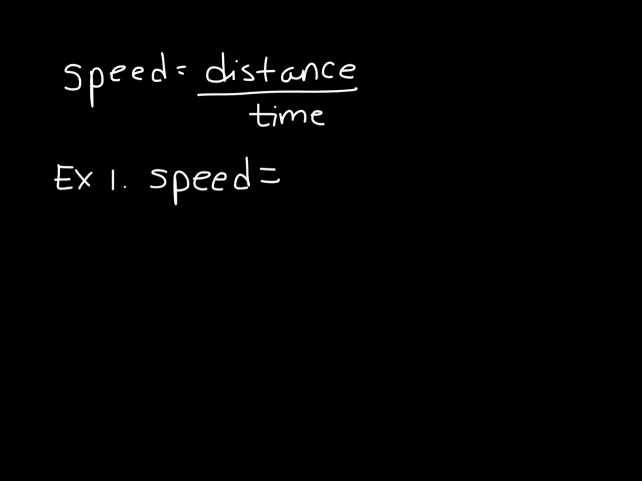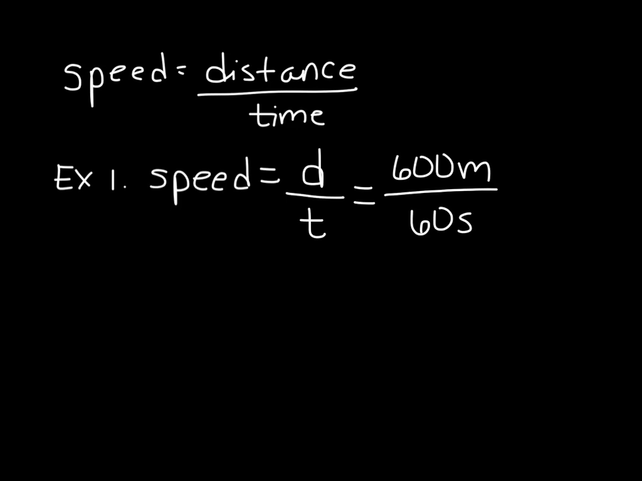Example 1 says that after driving for exactly 60 seconds, you have driven 600 meters. What speed were you driving? Using the variables d over t to represent distance over time, we'll substitute in the units, or the measurements that correspond to those units. So distance is measured in meters, so 600 meters would go on top, over the time it took, which was 60 seconds.